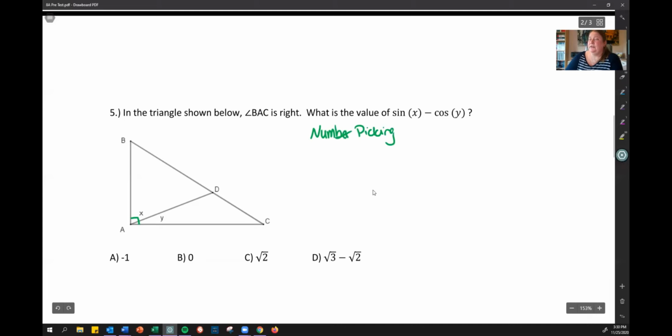When you're picking numbers for x and y, we just have to make sure that they add up to 90, because I can see from my figure here that x and y together make up a right angle. So let's pick that x equals 30 and y equals 60.